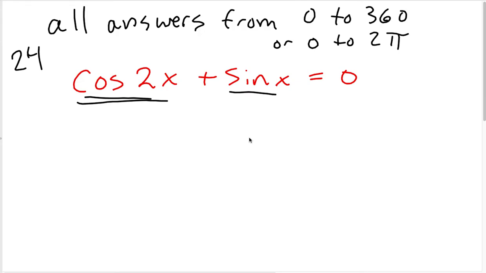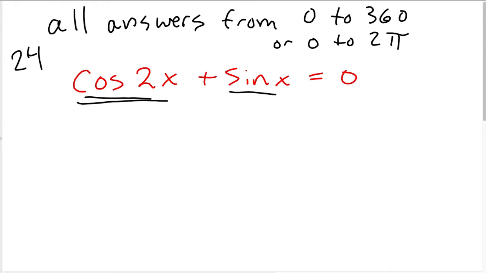All right, class, this is number 24. Cosine of 2x plus sine of x equals 0. What x values work for this equation between 0 to 360 or 0 to 2 pi? So I can show you both of those answers.